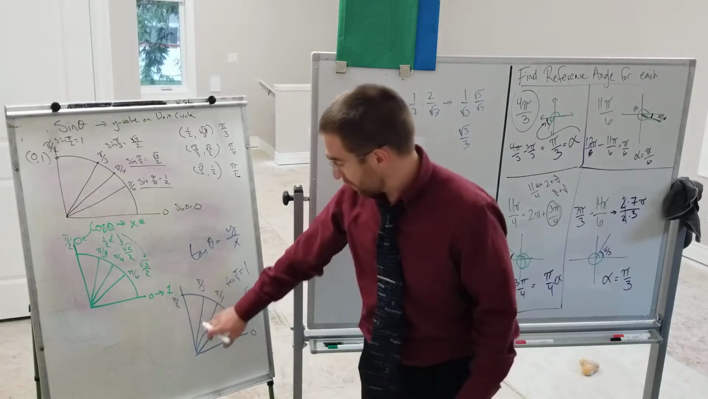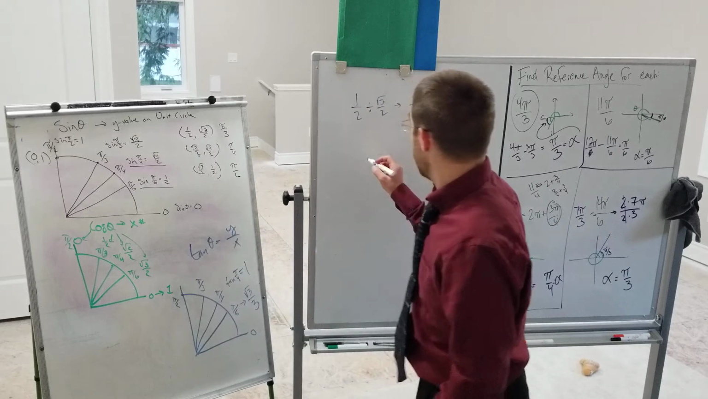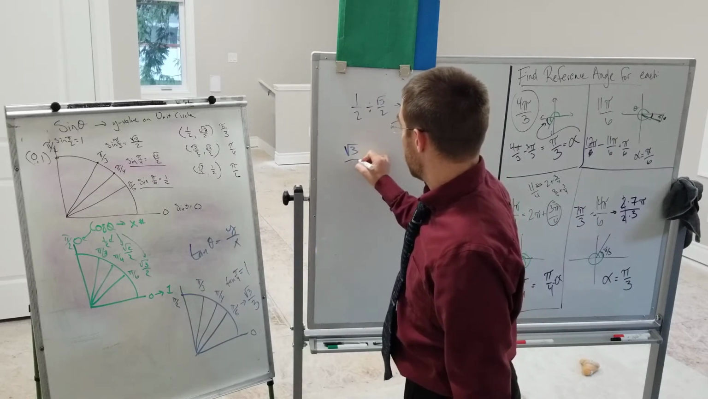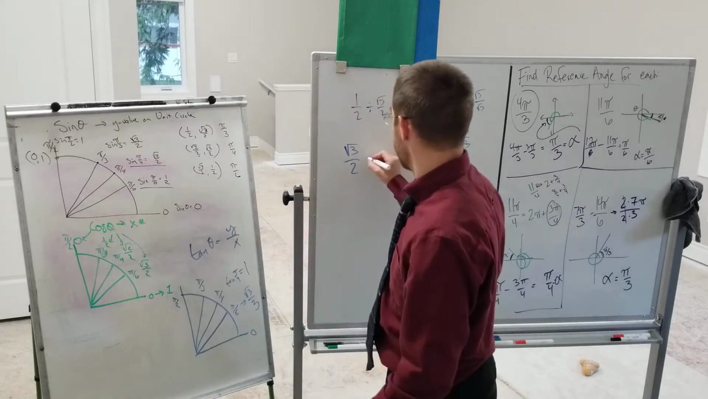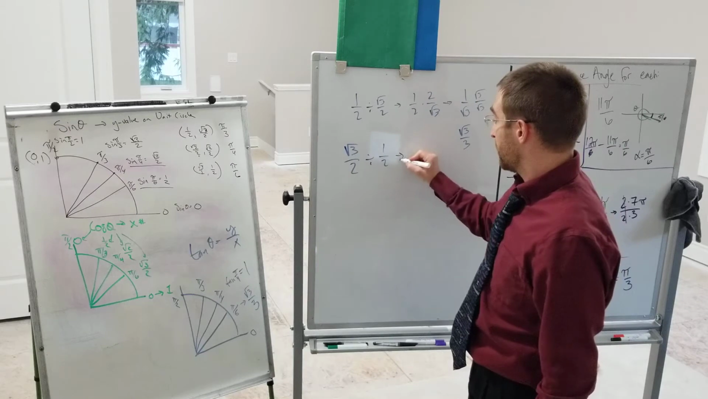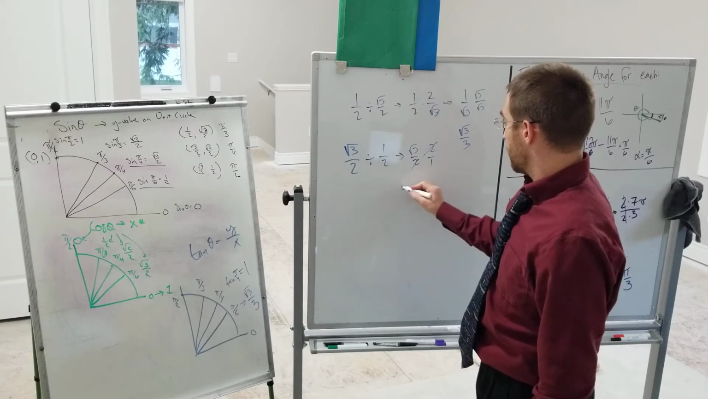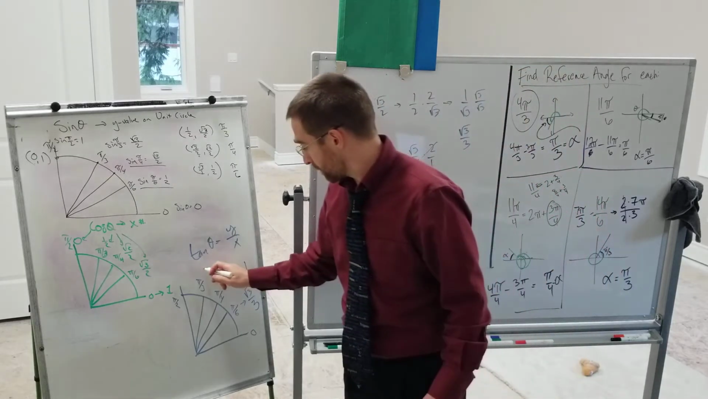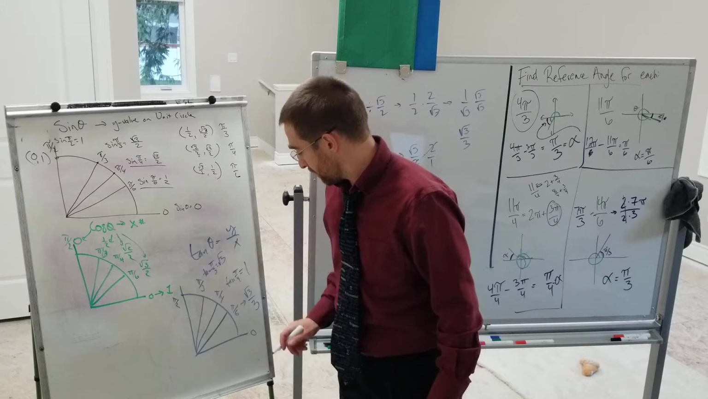3 is steeper, right? See, the radius is steeper there. It should be a number that's bigger than 1. And it's going to be the sine, the change in y, divided by the cosine, the change in x. So it's root 3 over 2 divided by 1/2, which is root 3 over 2 times 2 over 1, which is just square root of 3. So tangent pi over 3 is root 3.